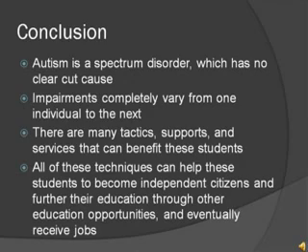Now we conclude on autism. Autism is a spectrum disorder which has no clear-cut cause. Impairments completely vary from one individual to the next. There are many tactics, supports, and services that were shown in this slideshow that can help to benefit these students. All these techniques can help these students to become fully independent citizens and further their education through other educational opportunities, and hopefully they can receive jobs in their future.